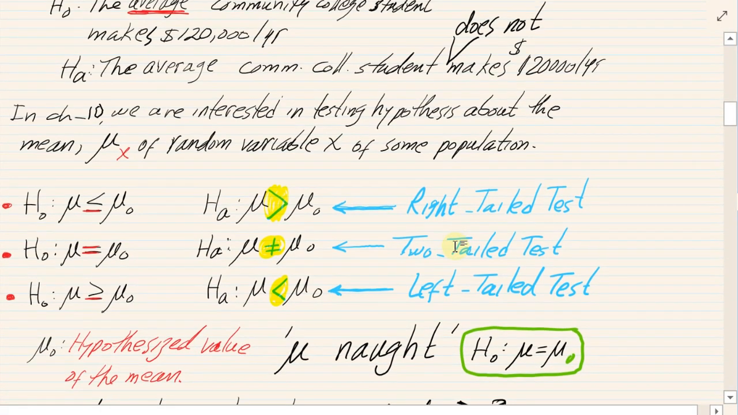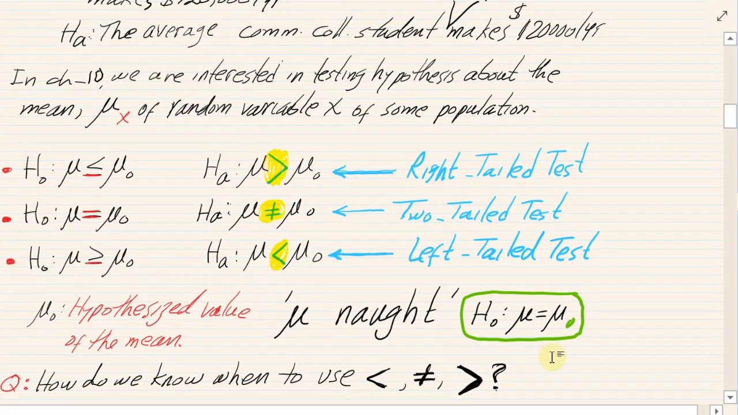And so here, just to clarify things, a mu with the subscript null here means the hypothesized value of the mean. We read this as mu naught. And this is the correct spelling of the naught here, mu naught. And this is how it's written. The null hypothesis in this case is mu equals mu naught.